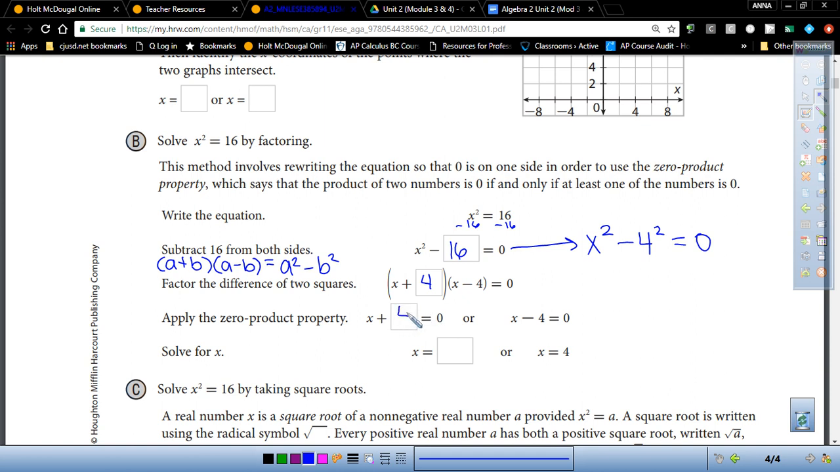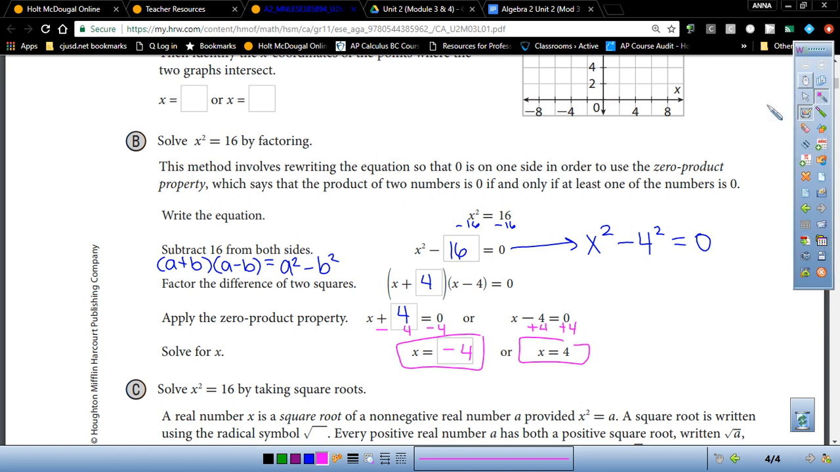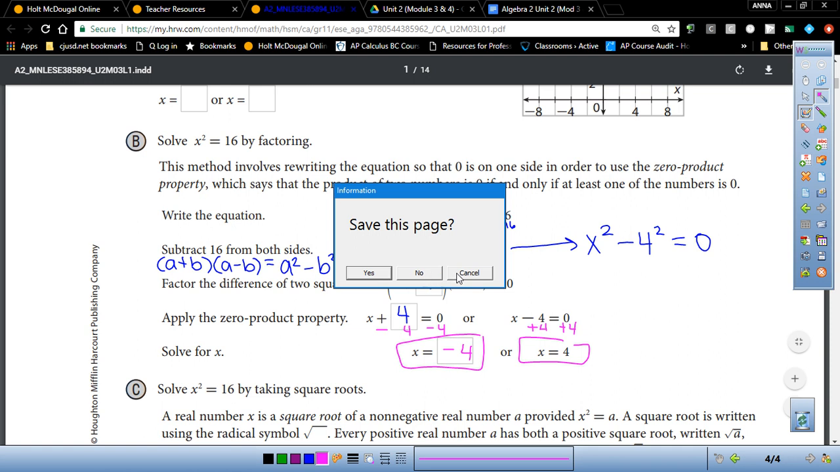And then I can set each factor equal to 0. X plus 4 equals 0, x minus 4 equals 0. I isolate the variable, so x equals negative 4. I isolate the variable by adding this time, so x equals positive 4. So my potential solutions are x equals negative 4 and x equals 4, which, notice, matches what we got when we solved by graphing. And so now we're going to solve with square roots.